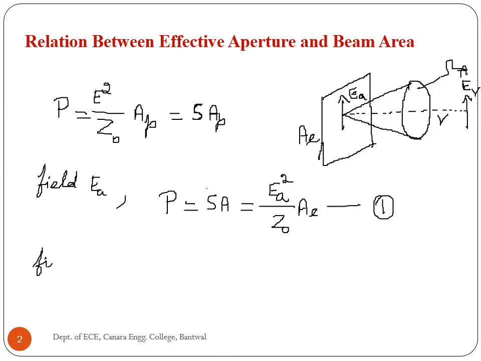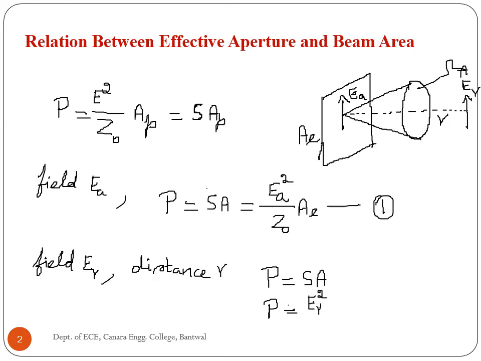Assuming uniform field ER in the far field at a distance R, the power radiated is given by P equal to S into A, which is equal to the radiated power in the far field at a distance R, given by ER square divided by Z naught, then the aperture in the far field at a distance R is R square into omega A, that is the beam area. Equation 2.